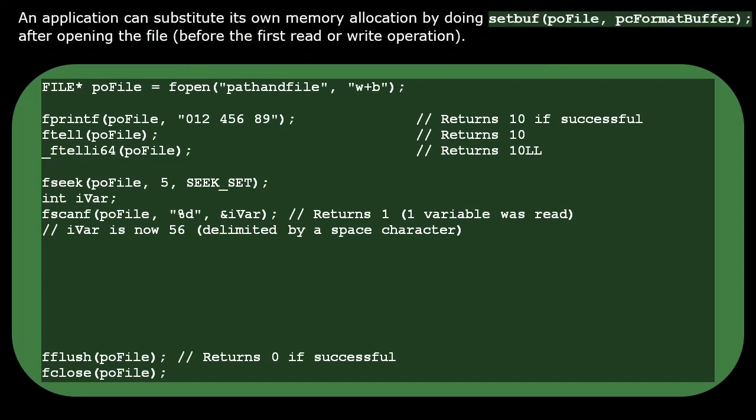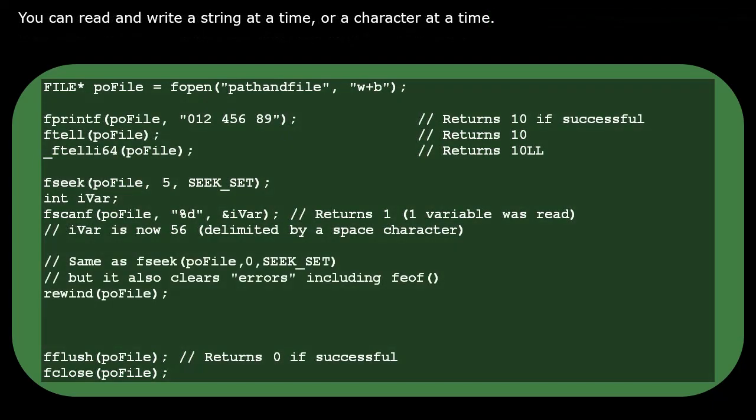An application can substitute its own memory allocation in place of the internal format buffer by calling the setbuf function immediately after opening the file. This rewind function is the same as seeking to the beginning of the file, but rewind also clears any errors.